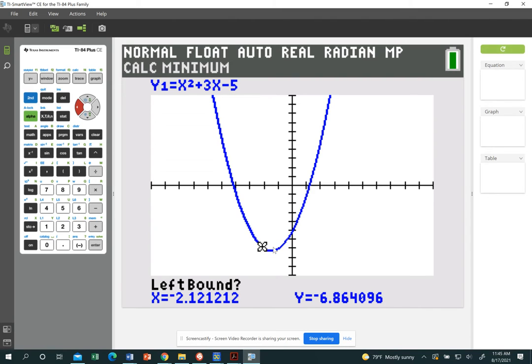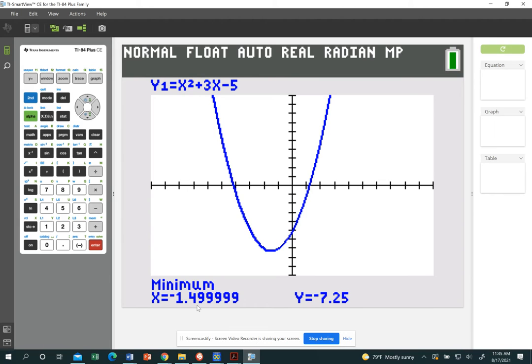All right, as long as you're on the left side of the minimum point, it could be anywhere. So this is close enough. This is on the left side, press enter. And then right bound, right side of it. As long as it's on the right side, that's good enough. And then guess, it'll give you the minimum point. All right, so there it is.